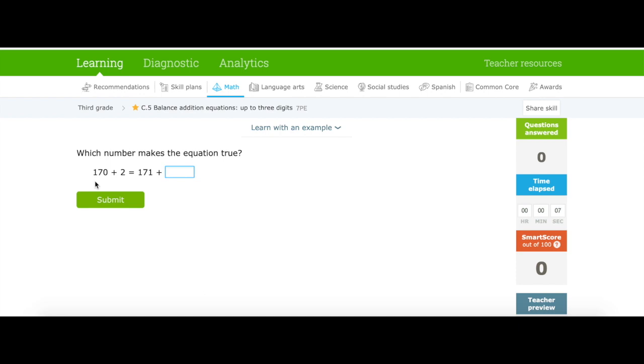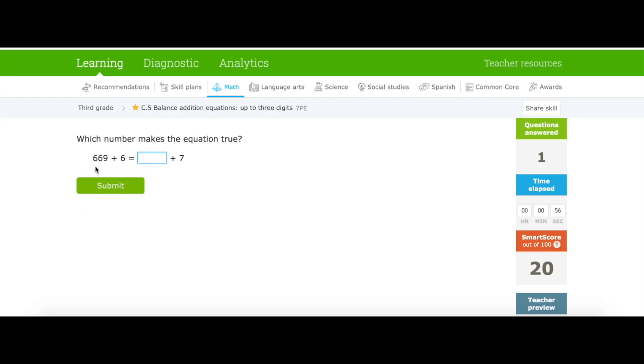So it's asking you basically what our conjecture was before. If I added a certain number to one addend and then took away the same number from the other addend, what would make the equation true? So if 170 plus 2 equals 171 plus what, I see that they added 1 to 170 to get 171. So that would mean that I would have to take away the same amount from 2. So 2 minus 1 is 1.